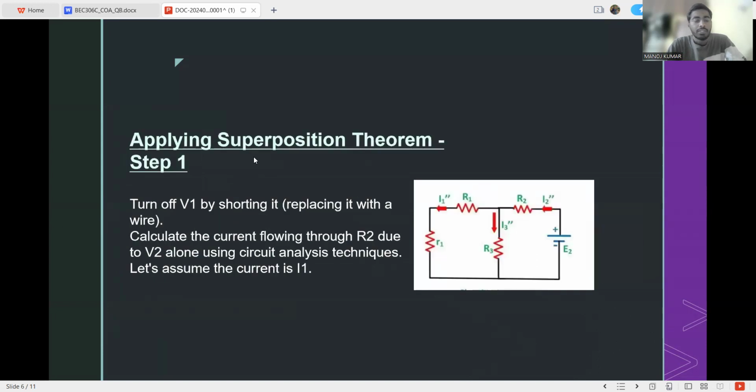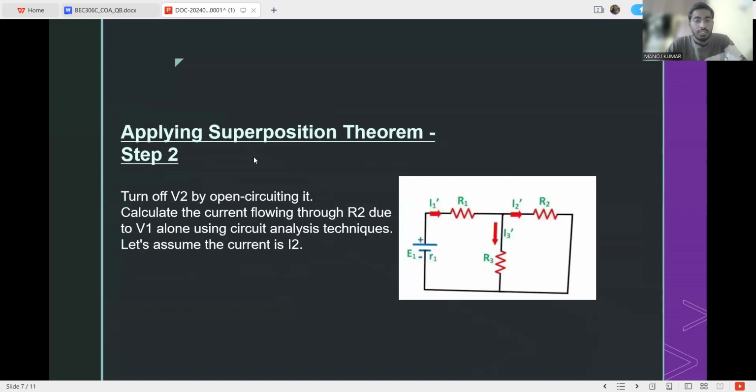Next, applying the superposition theorem. Step 1. Turn off V1 by shorting it, replacing it with a wire. Calculate the current flowing through R2 due to V2 alone using circuit analysis techniques. Let's assume the current is I1. Look at this figure.